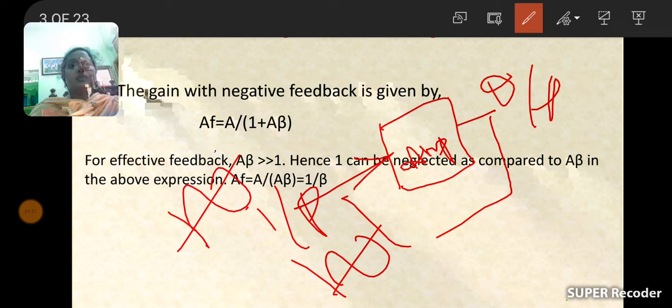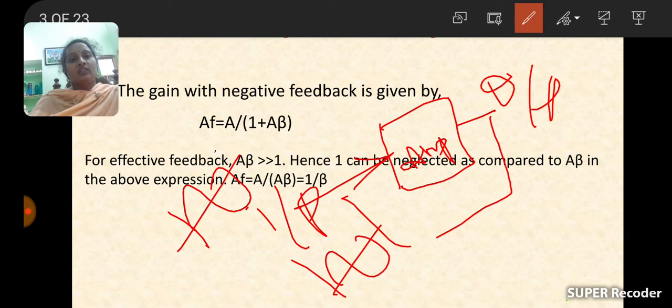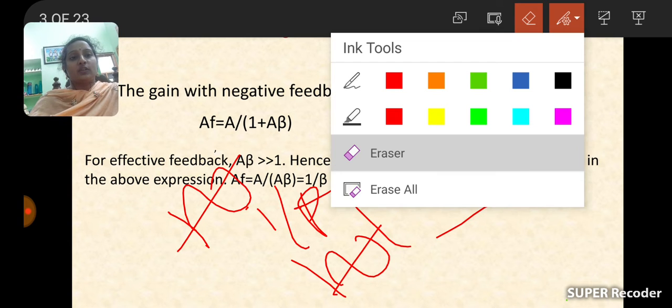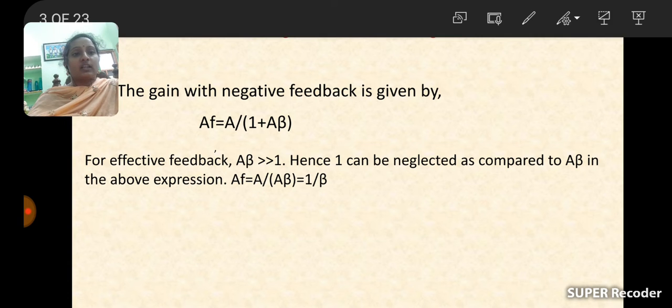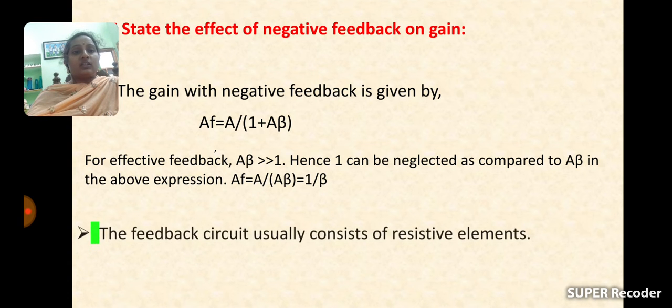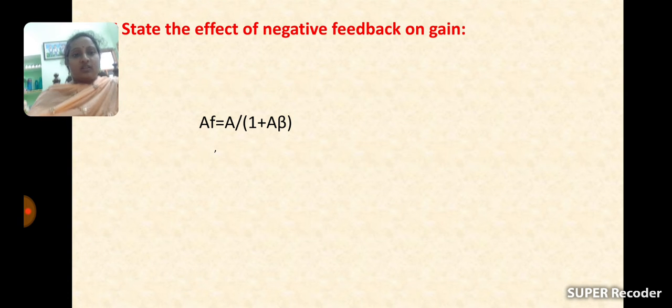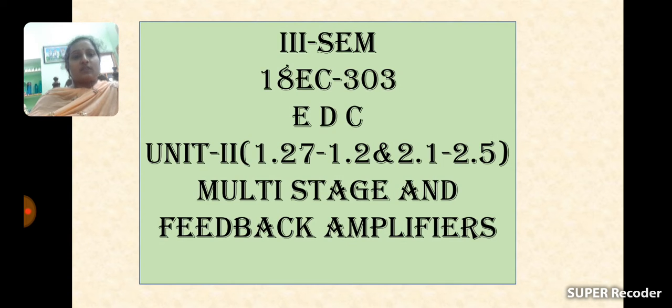Coming to the types of feedback, negative. In negative feedback, the input signal is out of phase with the feedback signal. For the expression of gain for negative feedback, first we would like to draw our block diagram, and then we derive the expressions. Let me revise the expression for the feedback.